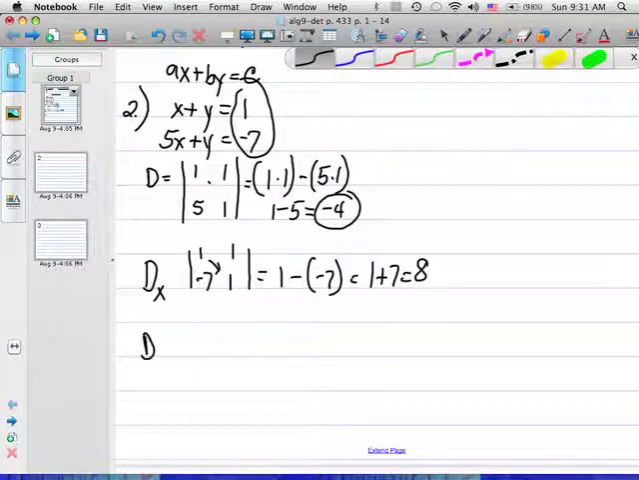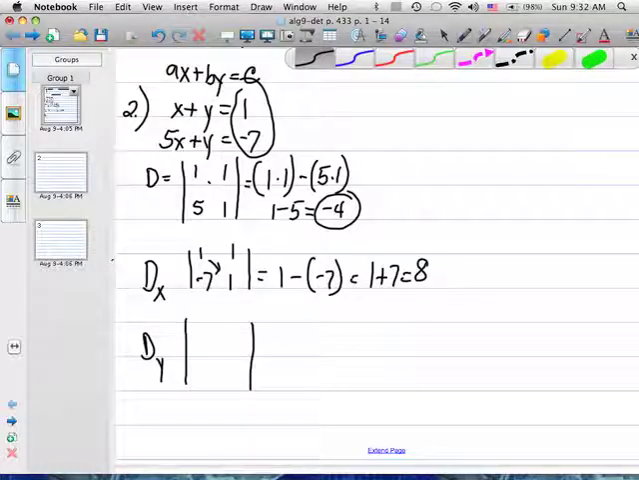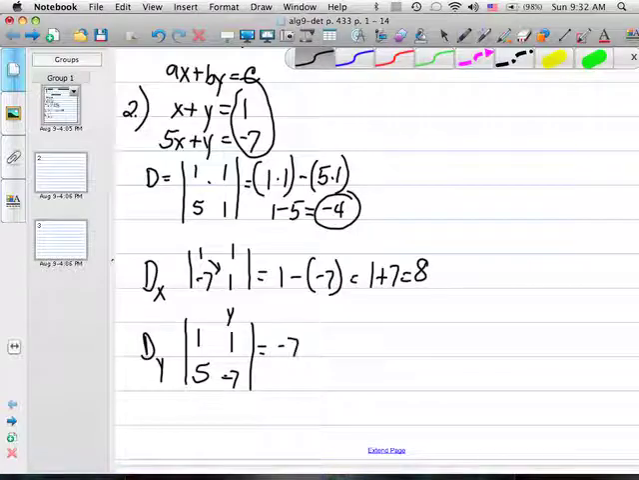And our determinant for y, since we're looking for y, we leave the x column 1, 5, and we put in the constants for the y column. This is the y column, 1, negative 7. Do the multiplication, 1 times negative 7 is negative 7, that way first, minus 5 times 1, which is 5, so that gives us negative 12.